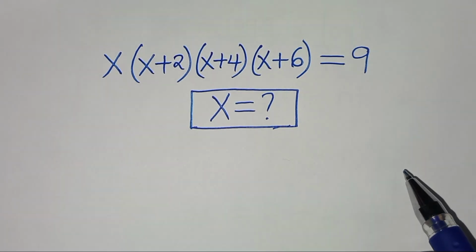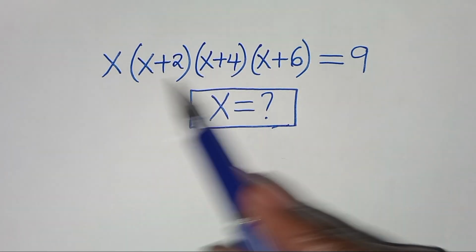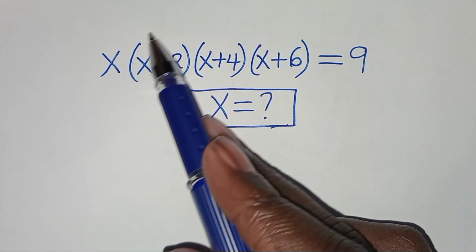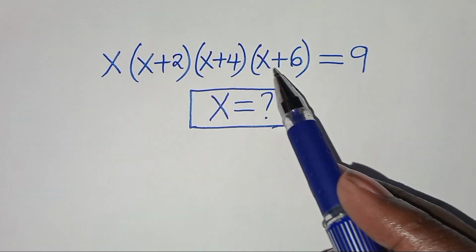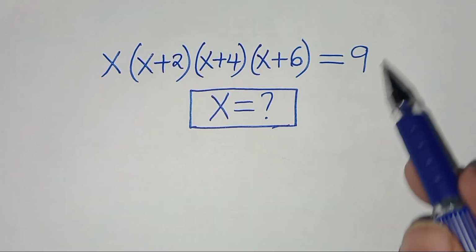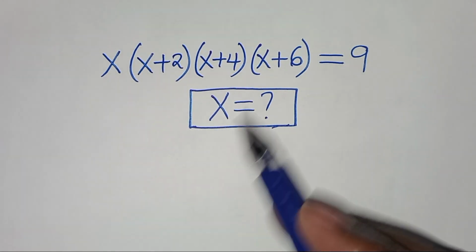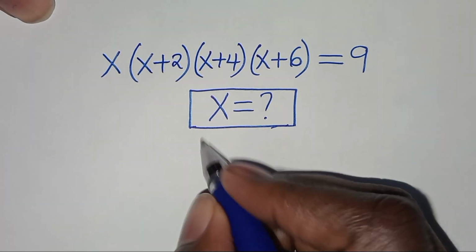Hello everyone, you're welcome to solve this nice algebra problem: x times (x plus 2) multiplied by (x plus 4) multiplied by (x plus 6) is equal to 9. What are the values of x from here? So let's present the solution.